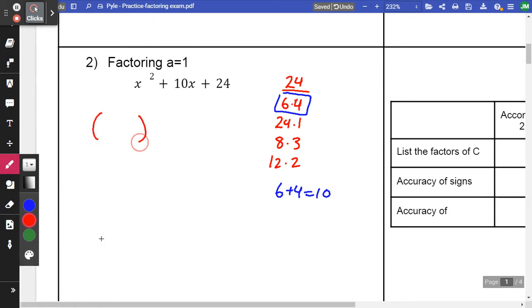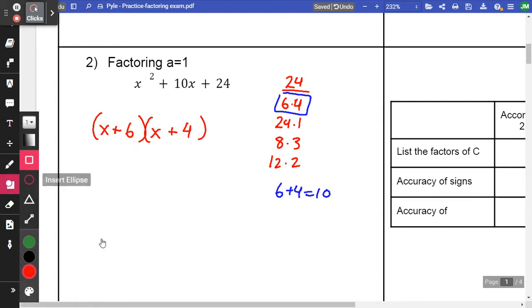All right, writing into a set of binomials, we have x times x. The last term is positive, the middle term is positive, so it's going to be a sum of the two. And the sum is going to be 6 and 4. And this is my answer.